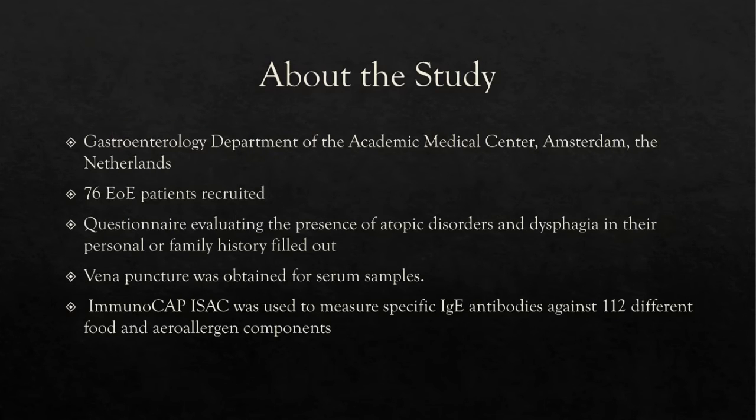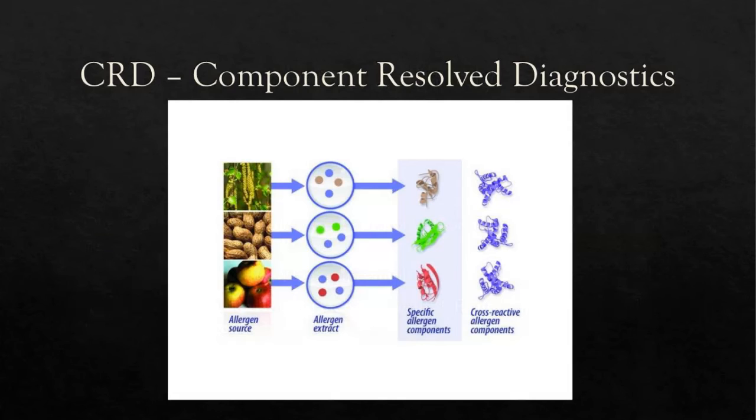This was done in the Netherlands, and there were 76 EOE patients recruited. They each were asked to do a questionnaire evaluating their allergies in their personal or family history. They then had a blood sample taken, and that was then analyzed using a specific machine, and it was used to measure specific IgE antibodies against 112 different food and aeroallergen components. And this is the system that they use, CRD, component resolved diagnostics.